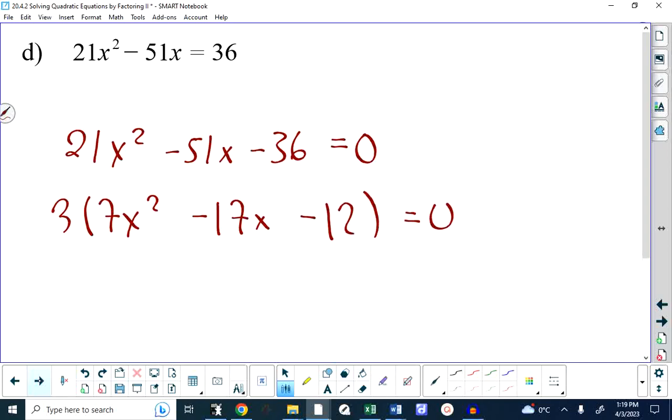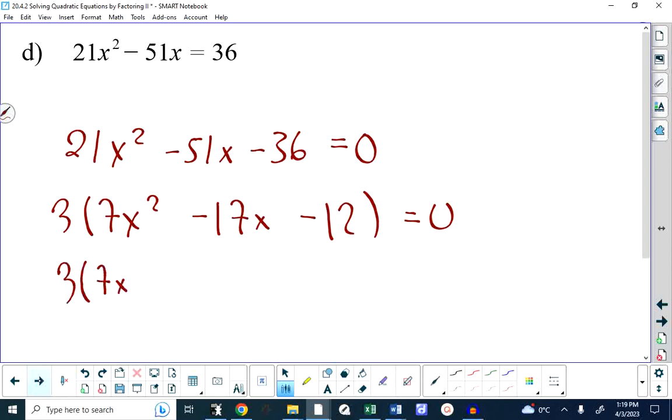Well, there's going to be fewer options here. With the 7x squared, it's going to be 7x and x. With the 12, if I had to bet, I would say it's going to be 3 and 4. Could it be 6 and 2? Maybe. Could it be 1 and 12? Could be. Not very likely, though.